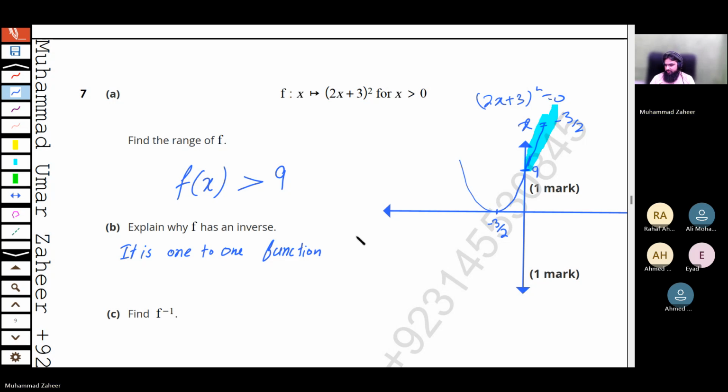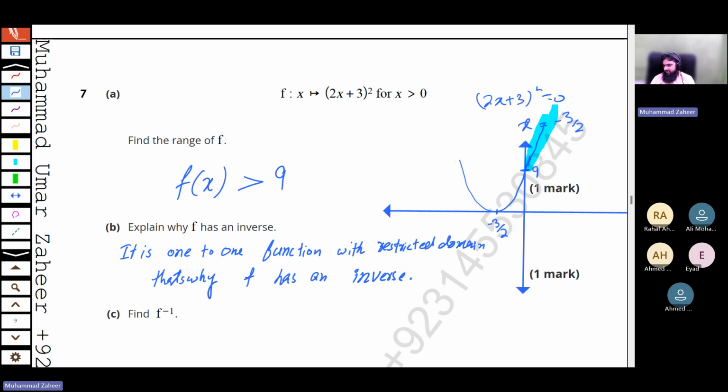So with the restricted domain, that's why f has an inverse. Restrict domain x is greater than 0.